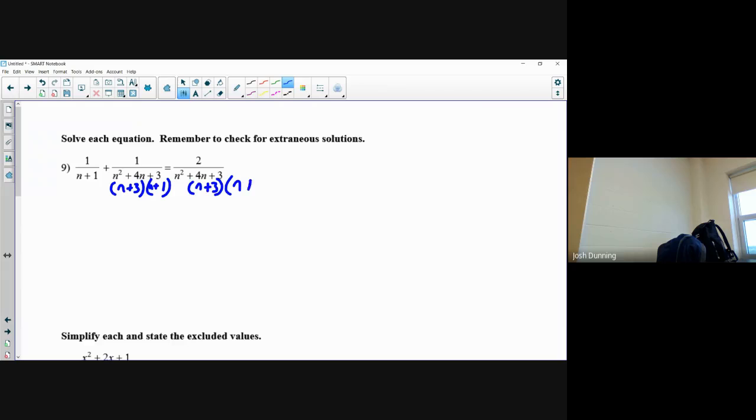Well, they already match. And now that we factored, we can see that the leading fraction is 1 over n plus 1. So it has the n plus 1 that the others do. It just needs an n plus 3. Don't forget to distribute, but it is just a 1, so that's really easy distribution. 1 times n, 1 times 3.